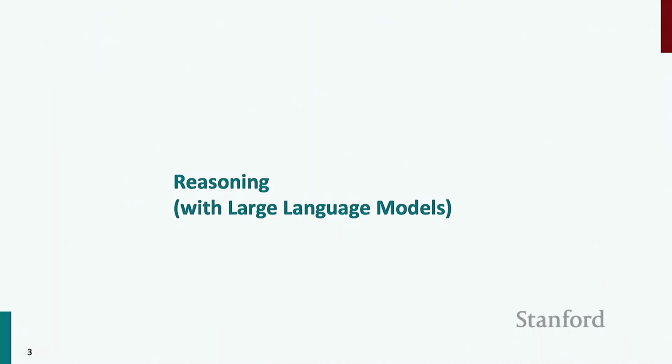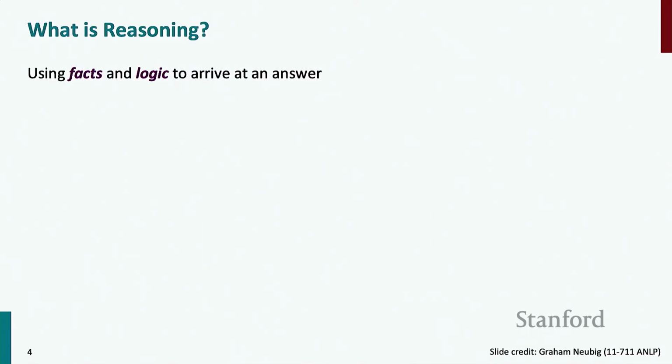Okay, so let's get started with reasoning. Experts like to start a lecture on reasoning by really talking about what are the various kinds of reasoning. So I'm going to do that here, okay? But at a high level, it's really about using facts and logic to arrive at an answer, okay? But more concretely, there's 3 distinct categories of reasoning that we can talk about.